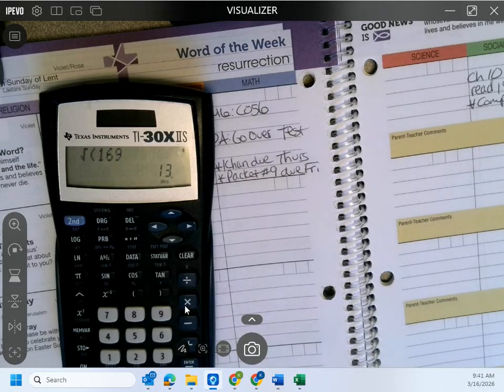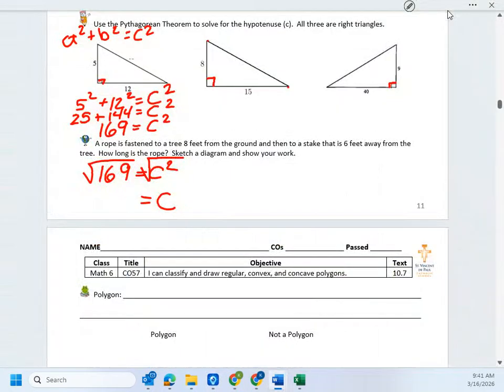So we go back to our problem. The square root of 169 is 13. So we're saying C equals 13. So now we can put that back into our equation and see if that works. What is 13 squared? If you type it into your calculator, 13 squared, what do you get? Jackson?